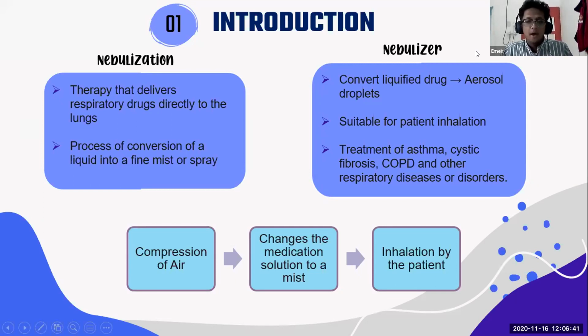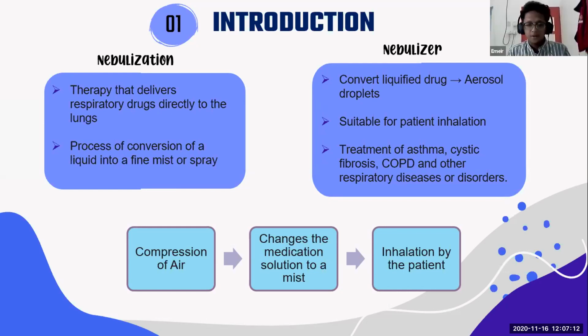inhaled to the lungs, where it converts a liquid solution or suspension into aerosol droplets that are suitable for the patient to inhale. Nebulizers are commonly used for treatment of asthma, cystic fibrosis, chronic obstructive pulmonary disease, and other respiratory diseases or disorders. Nebulizers may be easier to use, especially for children who aren't old enough to properly use inhalers or adults with severe asthma.